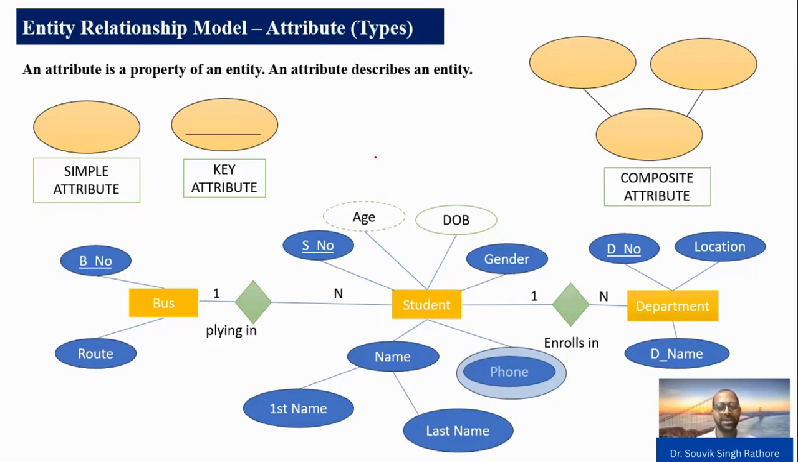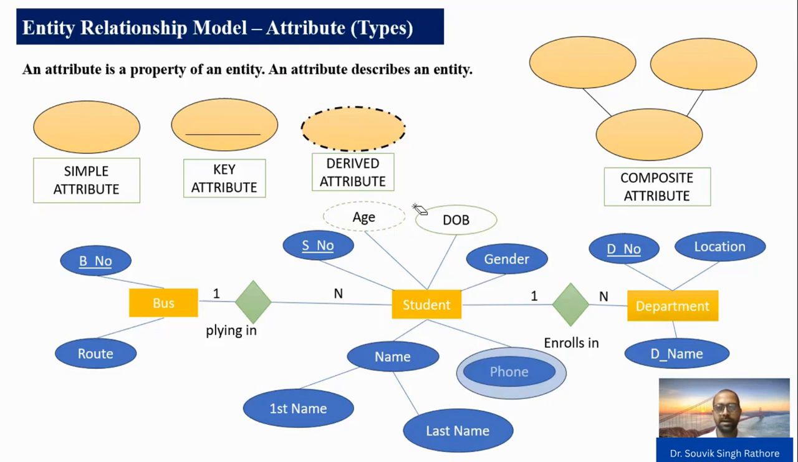The next classification is the derived attribute. These can be calculated from another attribute. For example, your age attribute can be calculated from your date of birth. It is represented using a dashed oval. And why is it so? Because your age changes every year, but your database usually stores the date of birth rather than your age.